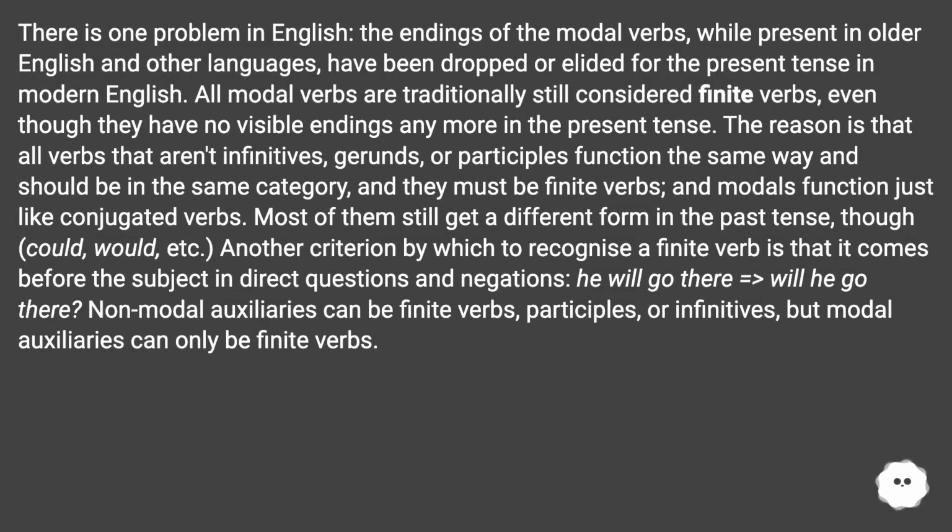All modal verbs are traditionally still considered finite verbs, even though they have no visible endings anymore in the present tense. The reason is that all verbs that aren't infinitives, gerunds, or participles function the same way and should be in the same category, and they must be finite verbs, and modals function just like conjugated verbs. Most of them still get a different form in the past tense, though: could, would, etc. Another criterion by which to recognize a finite verb is that it comes before the subject in direct questions and negations. He will go there, will he go there? Non-modal auxiliaries can be finite verbs, participles, or infinitives, but modal auxiliaries can only be finite verbs.